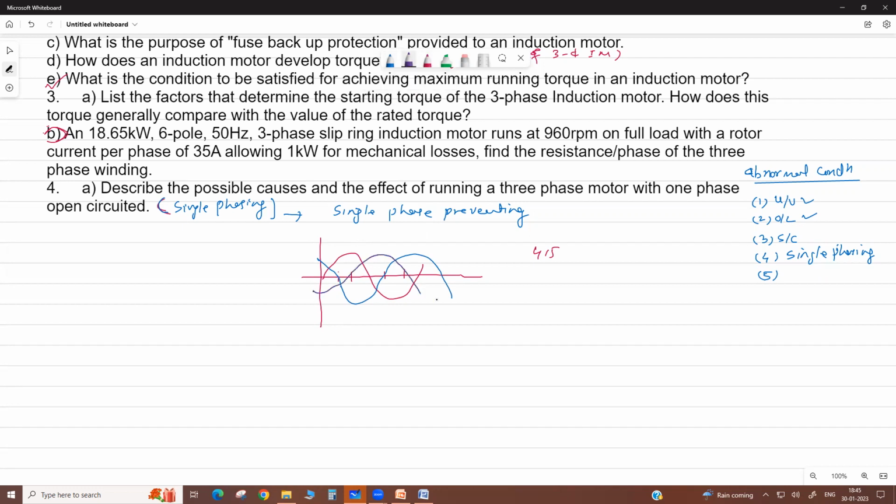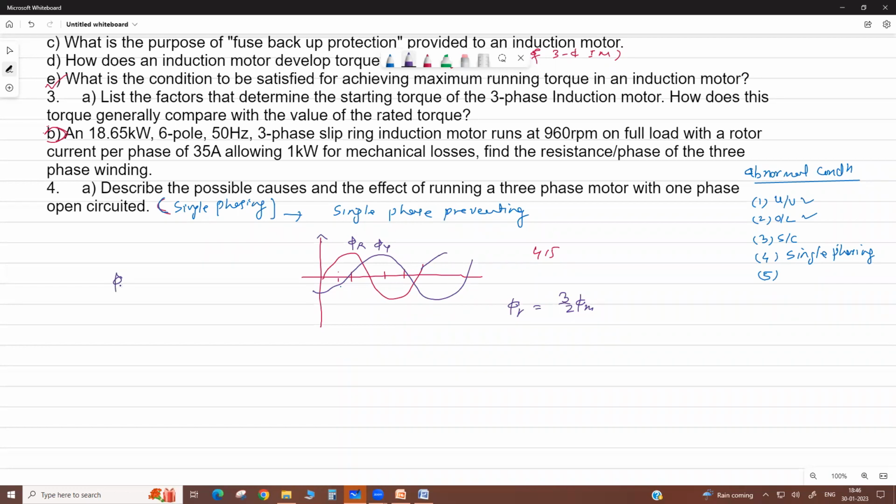See, this is when all phases are present. Correct? So this is each phase flux, suppose phi R, phi Y, phi B. But suppose the B phase is gone, then this motor has only two. Then we are talking about the resultant flux in the air gap, the resultant magnetic field. That is 3/2 times the maximum flux per phase.